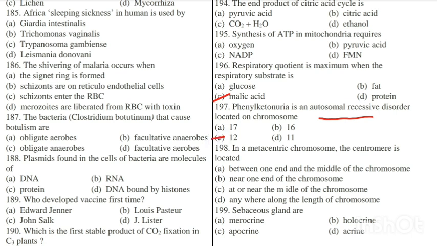In a metacentric chromosome, the centromere is located at or near the middle of the chromosome. Sebaceous gland is a holocrine gland. So it is all about the OUAT biology MCQs of the OUAT entrance examination 2012.